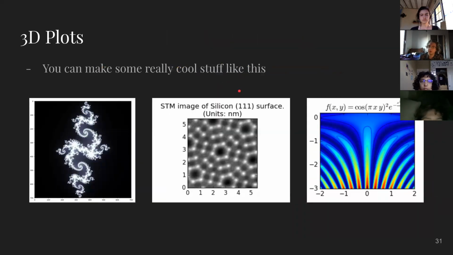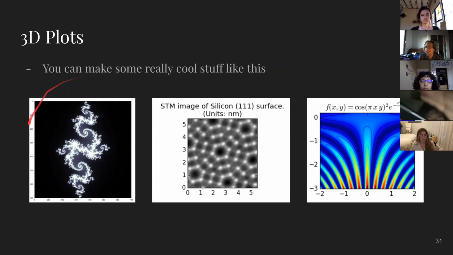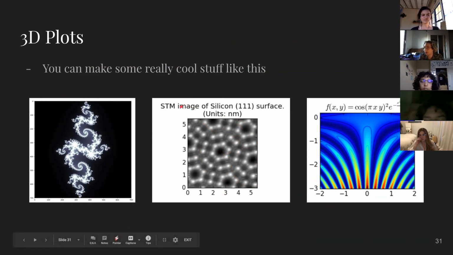And here's just a couple examples of some really, really pretty plots. There's some fractals here. I believe I took this from EPS 109's website, maybe. And then here's some actual data that I've plotted before, an image of silicon, its actual surface, which is pretty cool. And here's just some crazy multivariable function with a conformal map or something like that.